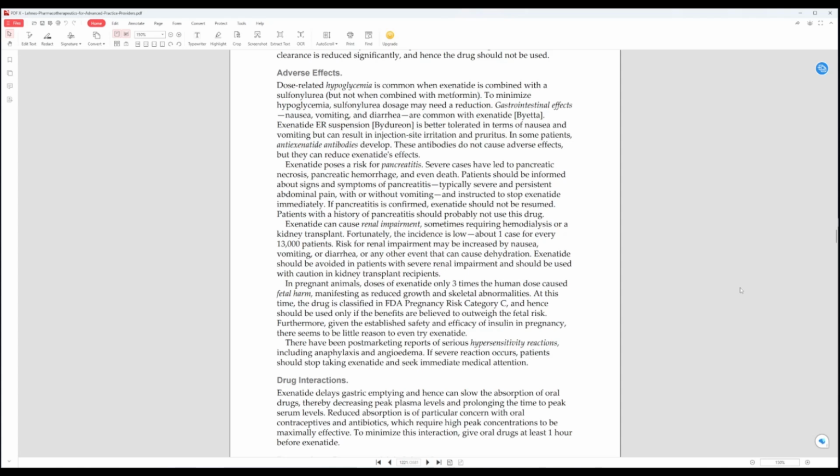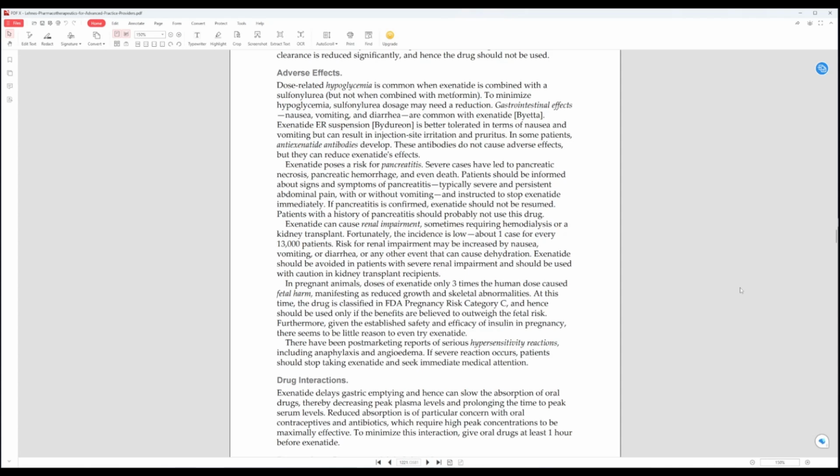Patients should be informed about the signs and symptoms of pancreatitis, typically severe and persistent abdominal pain with or without vomiting, and instructed to stop the medication immediately. If pancreatitis is confirmed, exenatide should not be resumed. Patients with a history of pancreatitis should not use this medication.